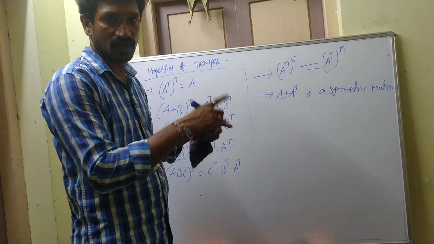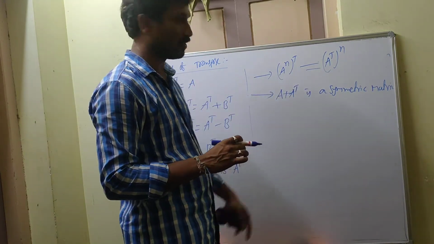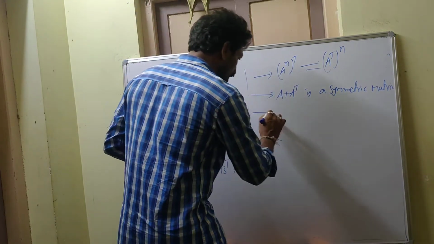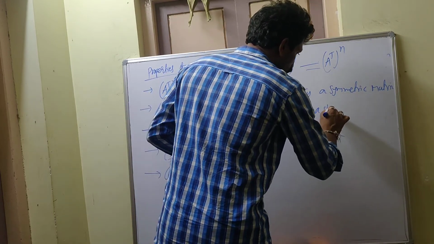After that, I will talk about the sum of symmetric and skew symmetric. First, I am defining symmetric based on one matrix. Similarly, A minus A transpose is always a skew symmetric matrix.